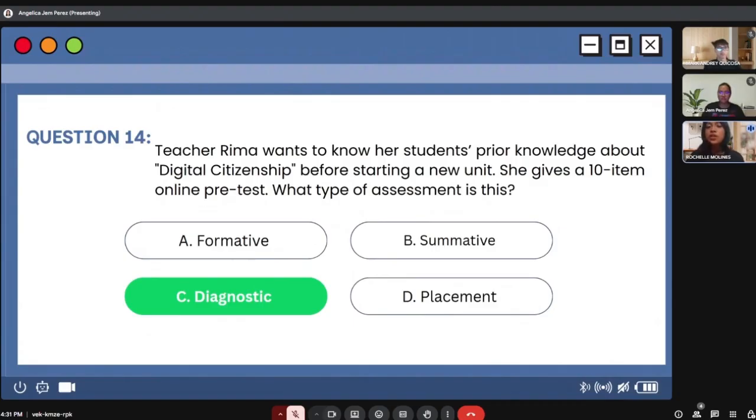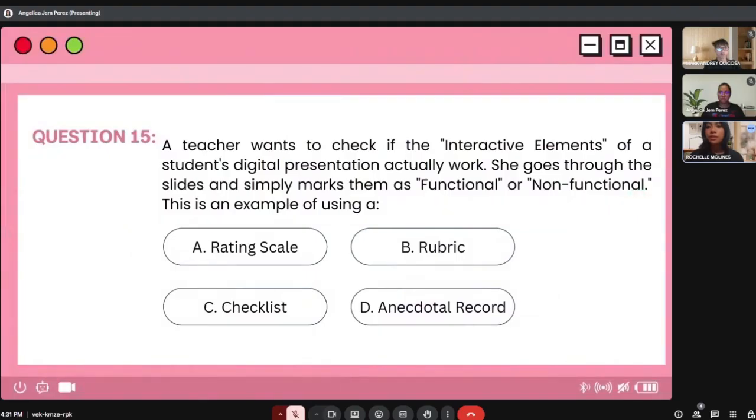Last question, number 15. A teacher wants to check if the interactive elements of a student's digital presentation actually work. She goes through the slides and simply marks them as functional or non-functional. This is an example of using a letter A rating scale, letter B rubric, letter C checklist, or letter D anecdotal record.